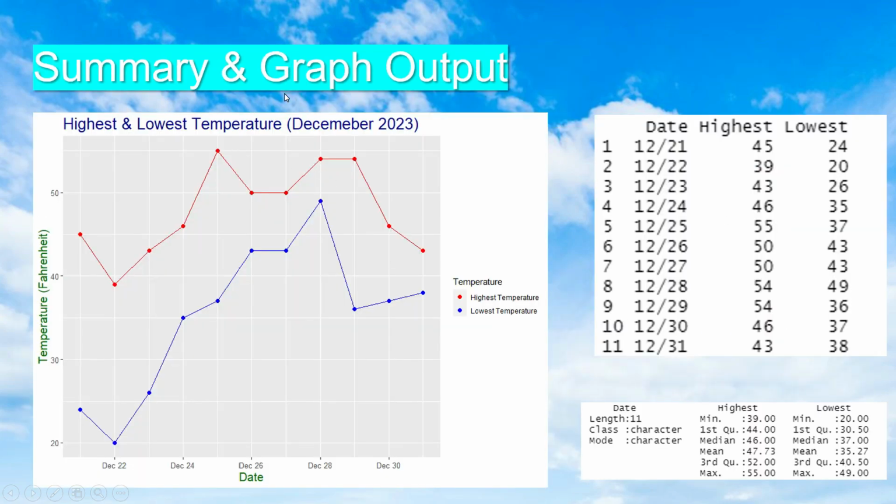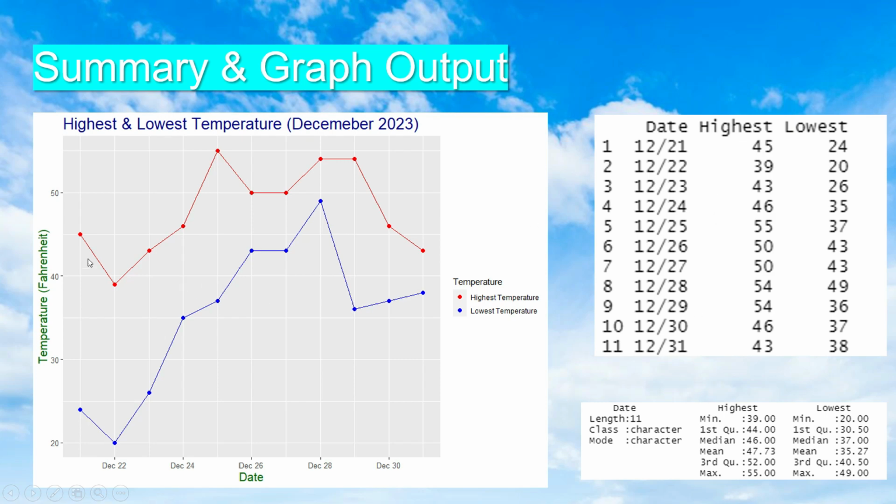So here's a summary and graph output for the highest and lowest temperatures of December 2023. You can see the output here being the highest and the lowest, and the min and the max for the highest and lowest here. Those are when I use the summary function, and you can see that the highest for the max was 55 degrees, and the highest for the min is 39, and the lowest for the max is 49, and the lowest for the min is 20 degrees.